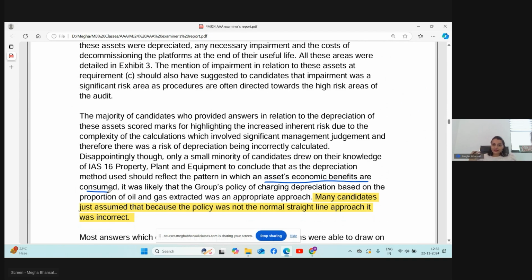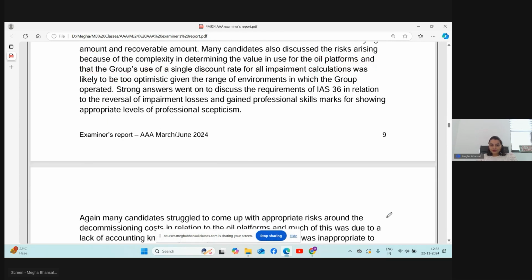So you need to read the scenario. You need to apply your logic: if I was auditing the oil industry, then how would I depreciate this? So please try and put yourself in the shoes of an accountant or an auditor to evaluate this. It says many candidates just assumed that because the policy was not the normal straight line approach, it was incorrect. So simply don't blindly say the standard says it should be SLM or WDV. No, the standard does not say that. The standard says the asset's economic life or useful benefits. That's what they have highlighted.